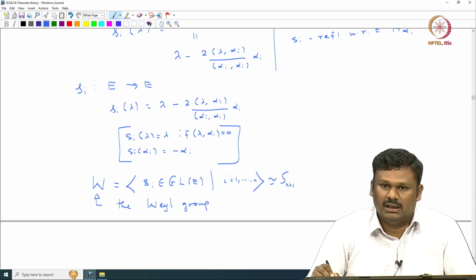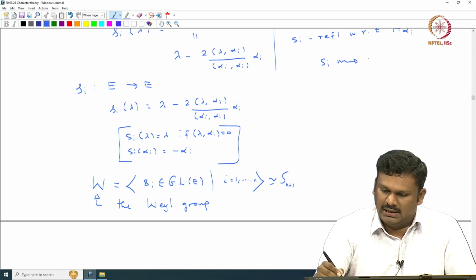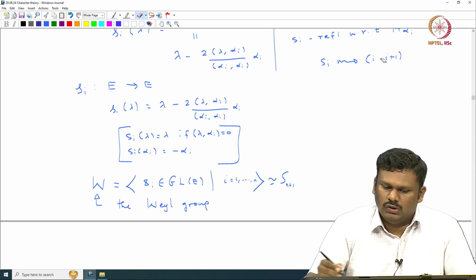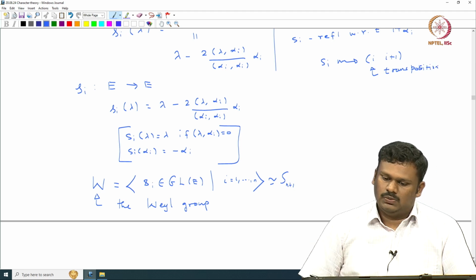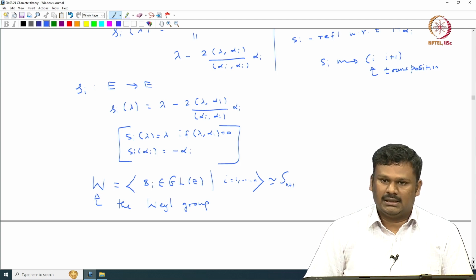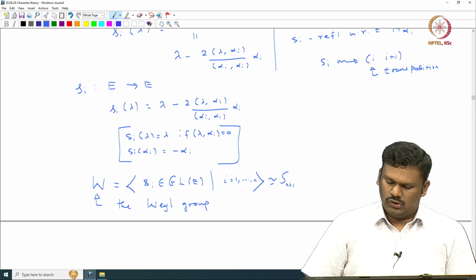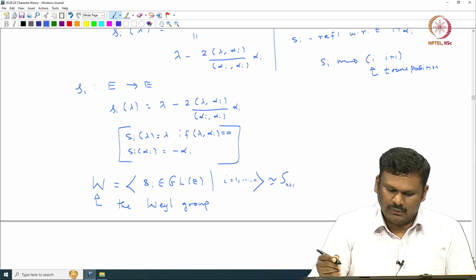This is something we have seen already, and what this S_i corresponds to inside S_{n+1} is the transposition (i, i+1). So, that transposition corresponds to this S_i, and we know that the transpositions (i, i+1) generate S_{n+1}. So, that is why this W becomes isomorphic to S_{n+1}. Note that the action of S_{n+1} on E is also a faithful action, because there are no fixed points in E.